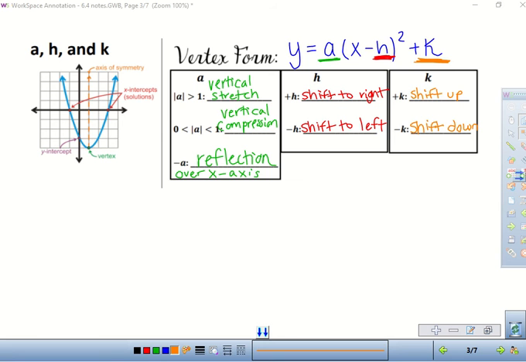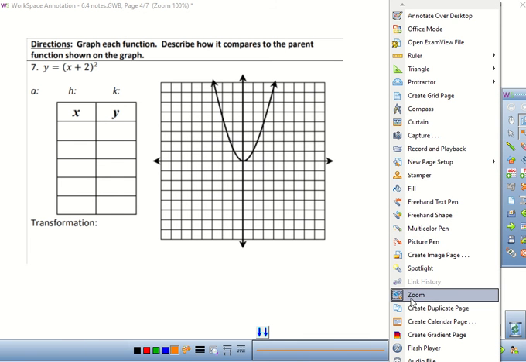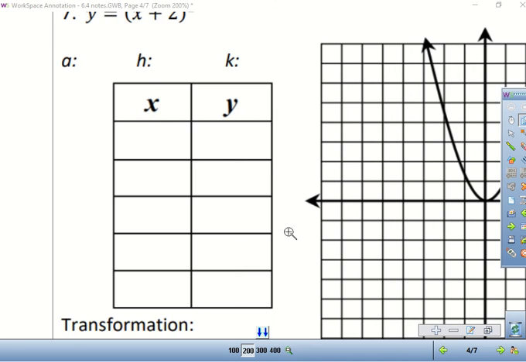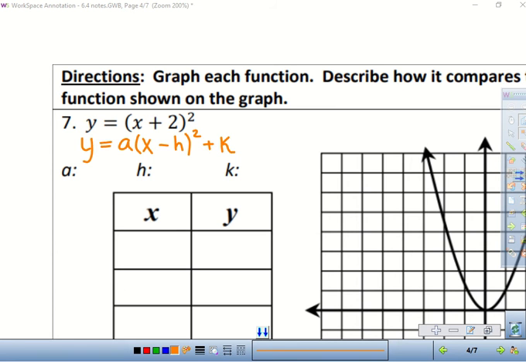All right, so let's get back to it. The directions say graph each function and describe how it compares to the parent function on each graph. This is the notes. The first thing you need to do is you need to look at the equation itself, okay? So we are going to zoom in here. Underneath it, write the original formula. We're not even there yet, guys.